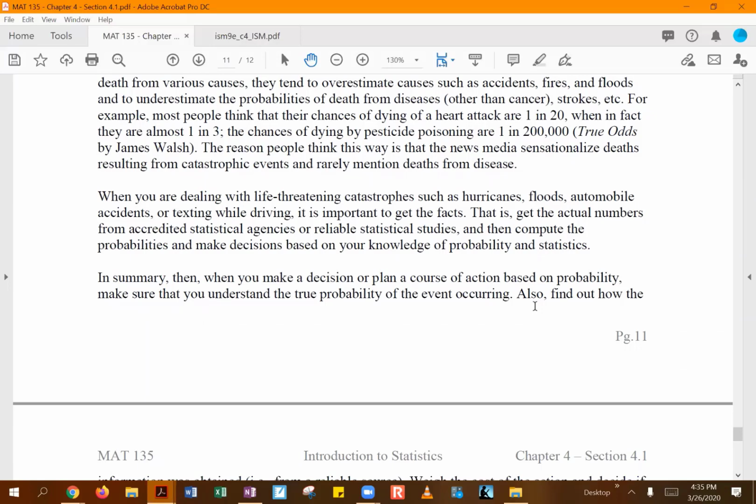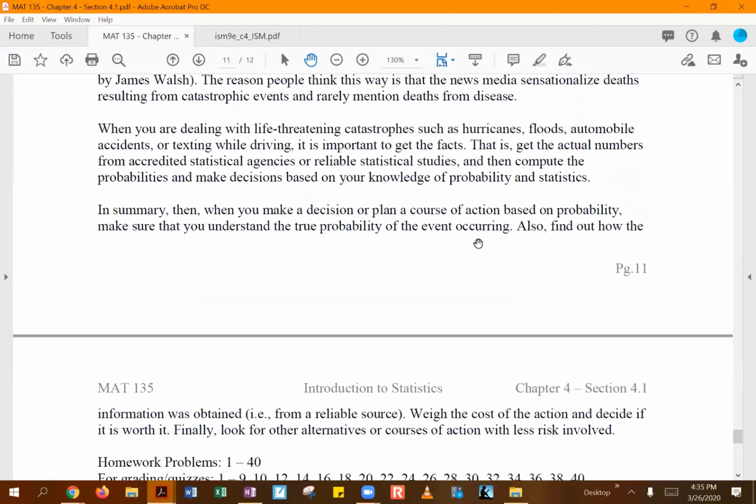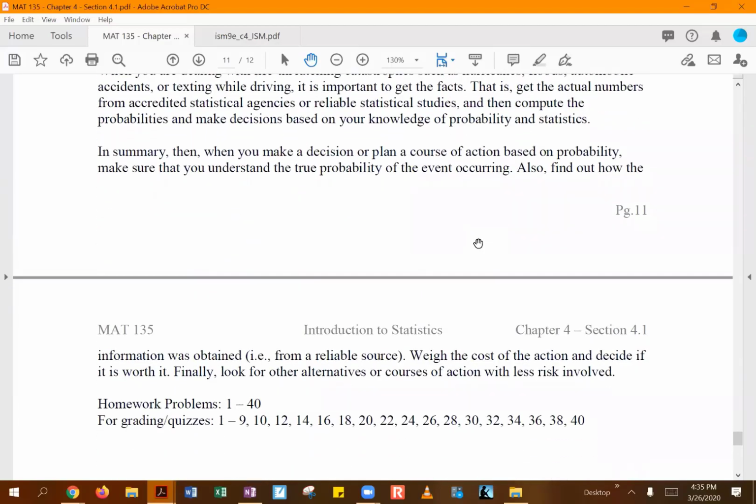This next paragraph here is talking about life-threatening catastrophes such as hurricanes, floods, automobile accidents. We know how dangerous texting while driving is. So those could be some numbers that we don't think about as much as we should. And then again, what kind of threat level is presented when you are looking at the actual numbers. So that could be something you would have to think about. So again, like I said, read through this last part here and see what they are talking about.